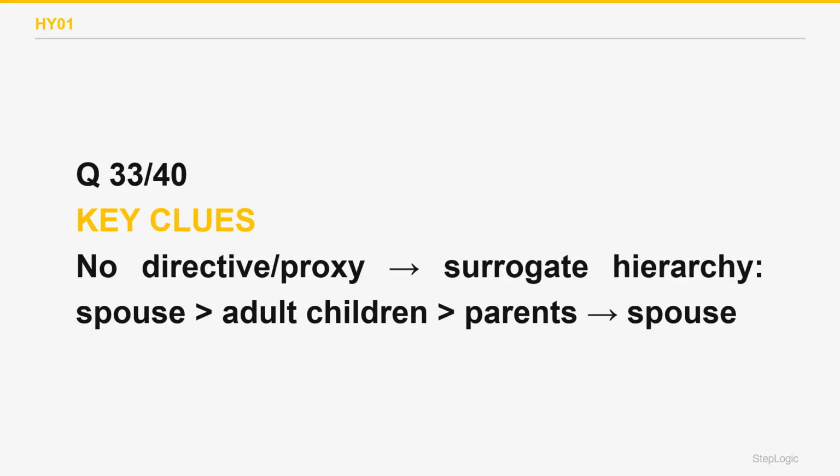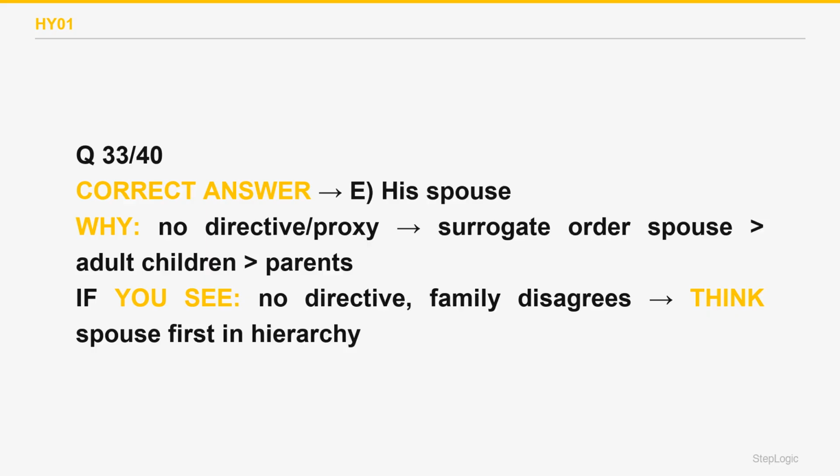When there is no advance directive and no named proxy, decisions fall to a surrogate following the standard legal hierarchy. The spouse first, then adult children, then parents, then siblings. Because his wife sits at the top of that order, she is the appropriate decision maker, and she should decide based on what he would have wanted, substituted judgment. The correct answer is E.